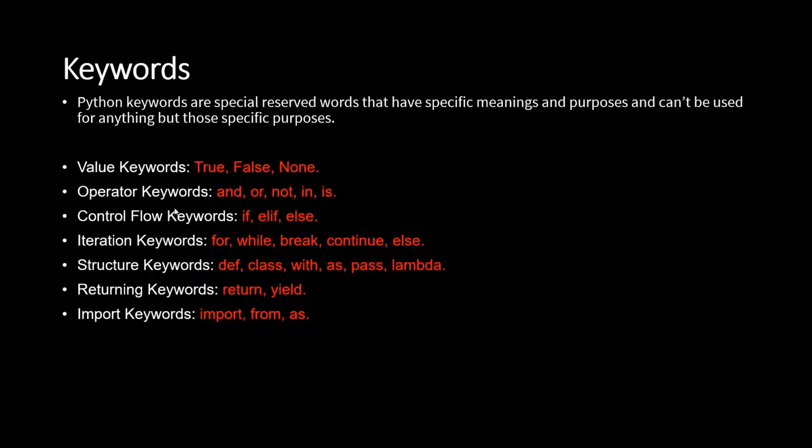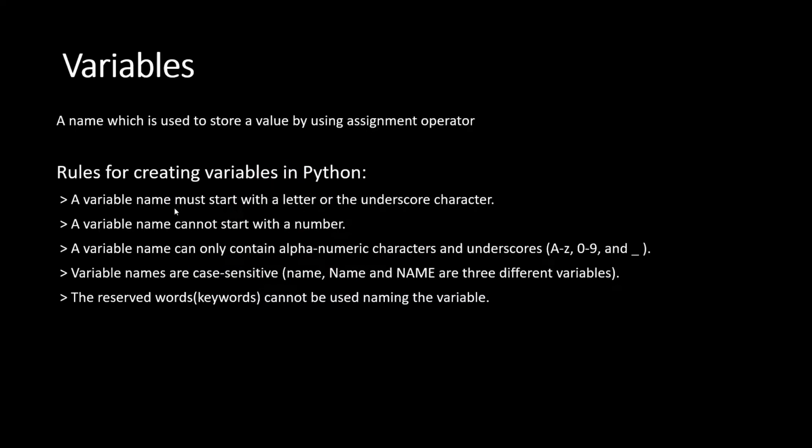In the updated version, 35 keywords are used in the 3.10 version, so please update yourself about that. Up to Python 3.8 there were 33 keywords. Okay, and the next topic is variables.